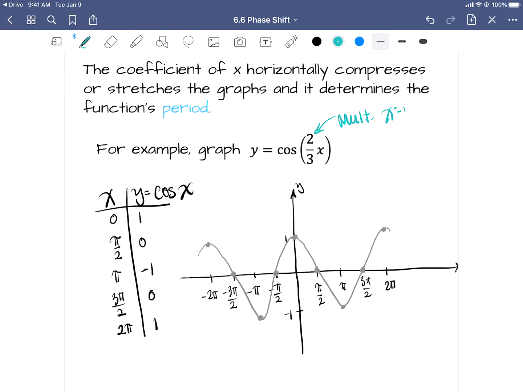But I'm going to multiply x values in the parent table by 3 over 2. So you're using the reciprocal, okay? So multiply by 3 over 2, multiply by 3 over 2. And what do I get? I get 0, 3 pi over 4, 3 pi over 2, 9 pi over 4, and 3 pi.